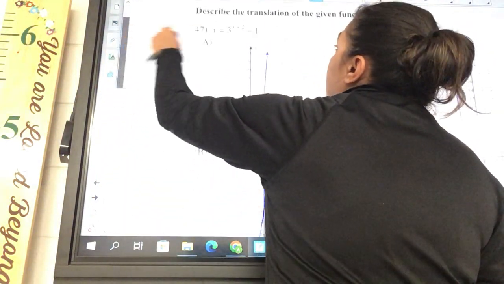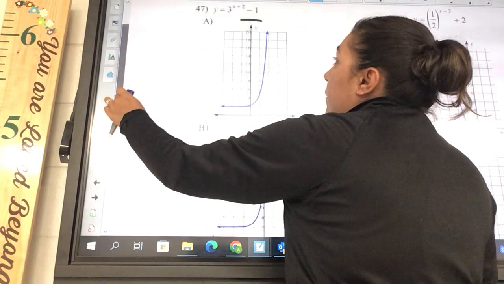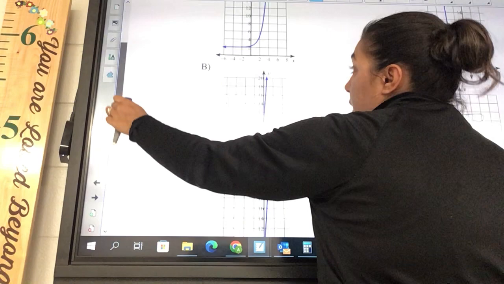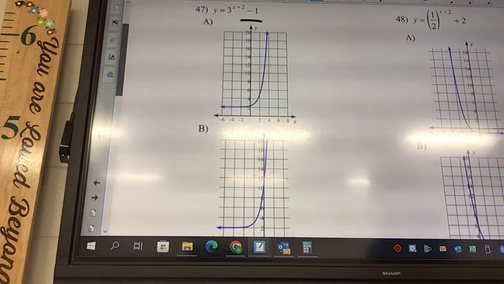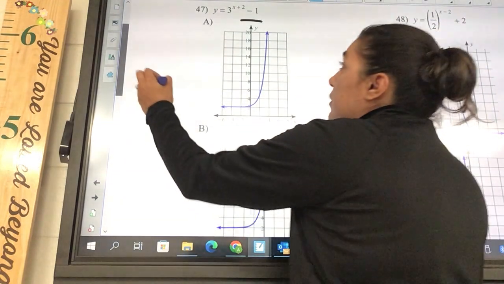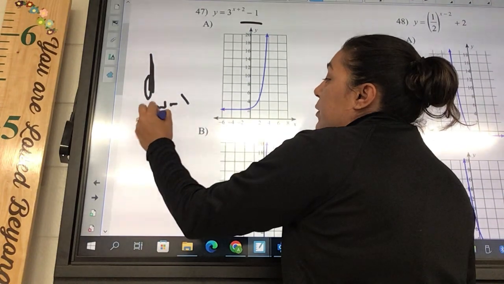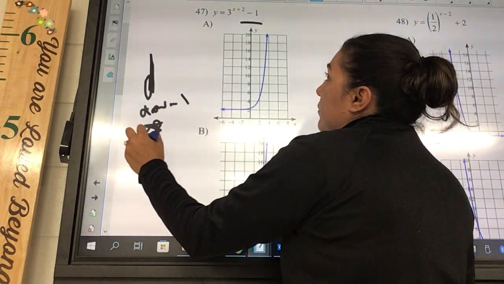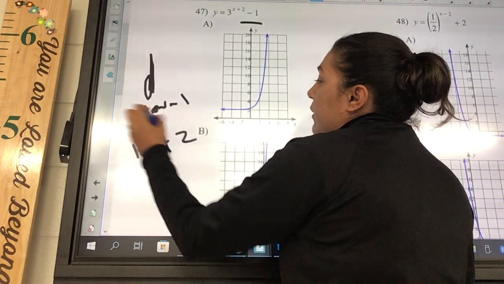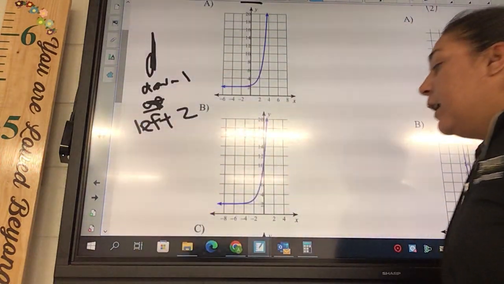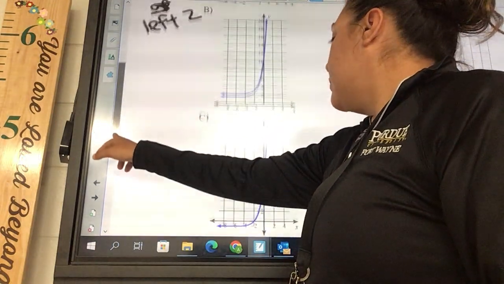What does this minus 1 do? It's going to go down 1. What's the plus 2 do? It's going to go up 2. So it's going to go down 1 and up 2. No, left 2, sorry. I'm like, that doesn't even make sense. Okay? And so on some of these, you can kind of see if it went down 1, but some of them are still hard to tell.